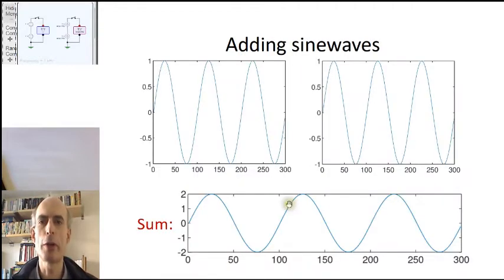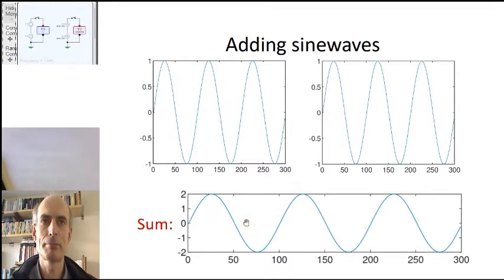Adding up two sine waves. If I have a sine wave here, which has a peak-to-peak value of 2, so it varies from 0 to 1 down to -1 and so on, and I take another sine wave, which is in phase with the first one, and also has a peak-to-peak value of 2, add them together, and I end up with a sine wave with a peak-to-peak value of 4, from -2 up to 2. 2 plus 2 equals 4.